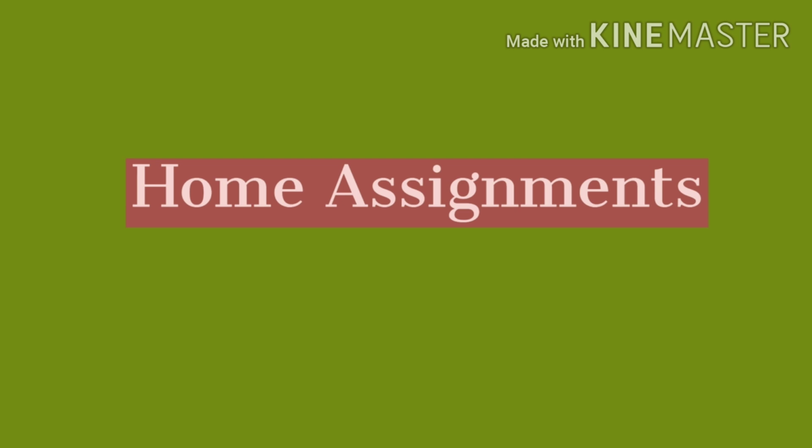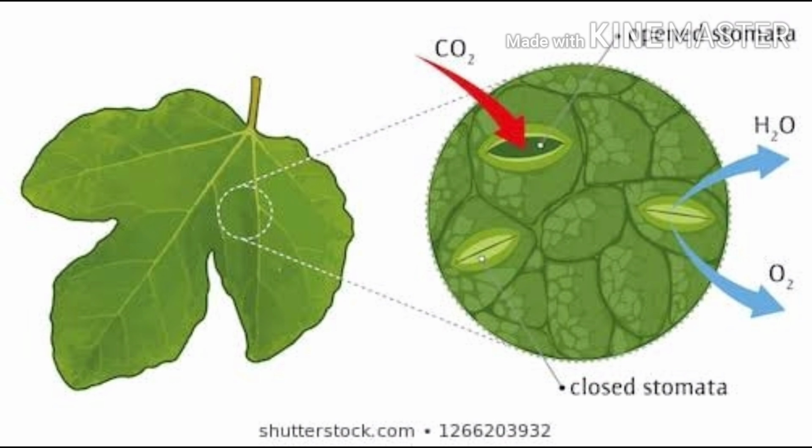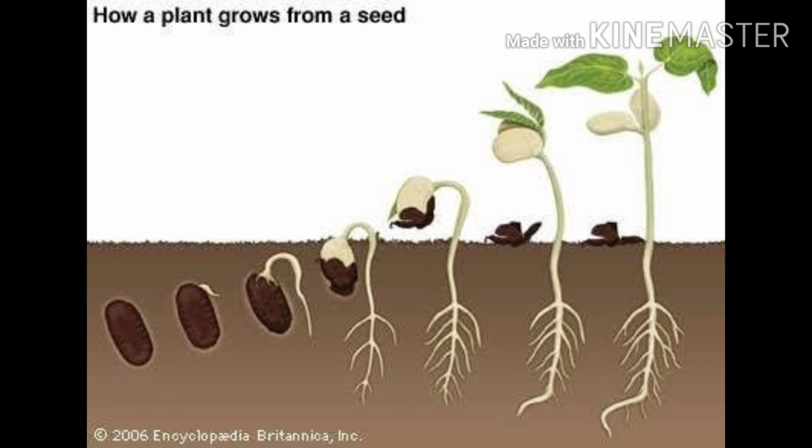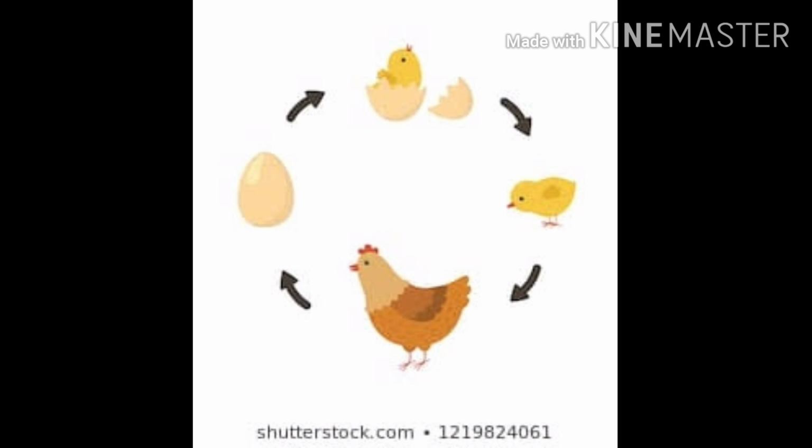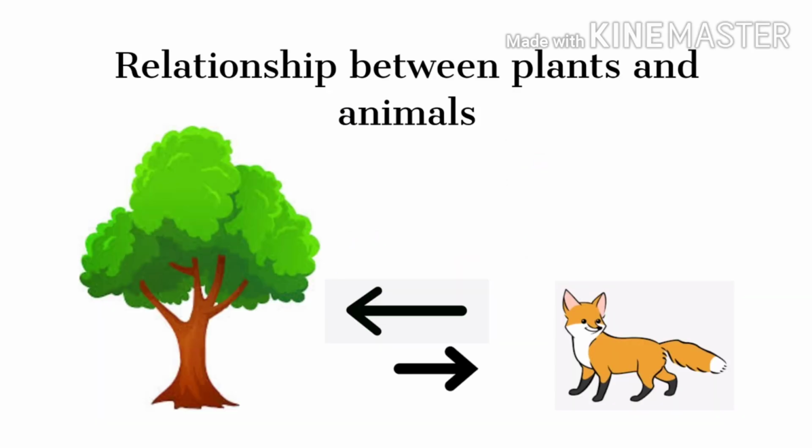Now girls, please take out your science copy, and there are 4 drawings which you have to draw on the white side of the page. The first picture shown here is of breathing. The next 2 pictures show reproduction of plants and animals, and the last drawing you have to do is the relationship between plants and animals.